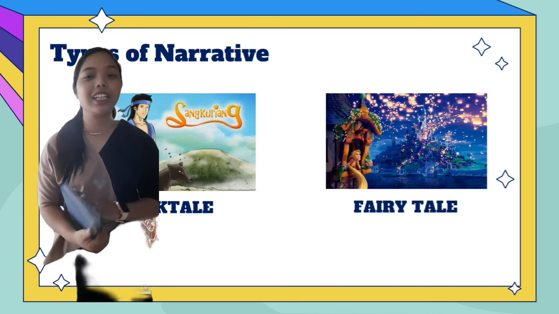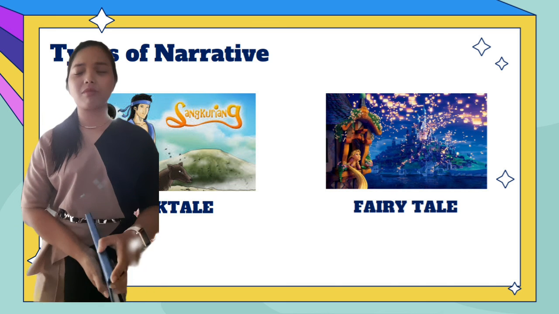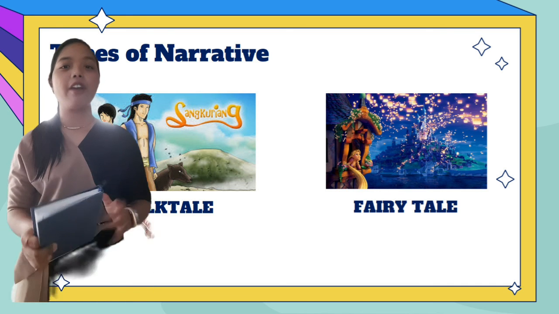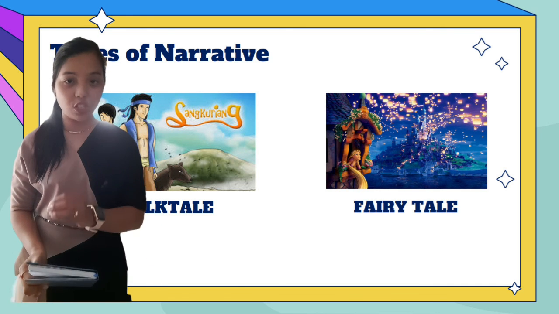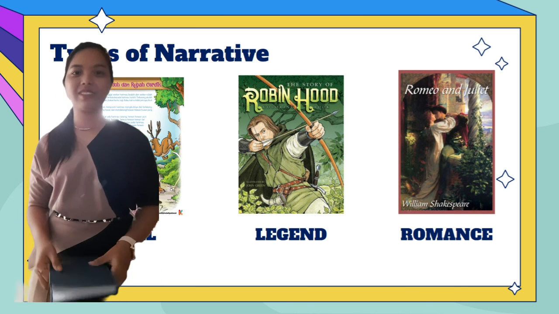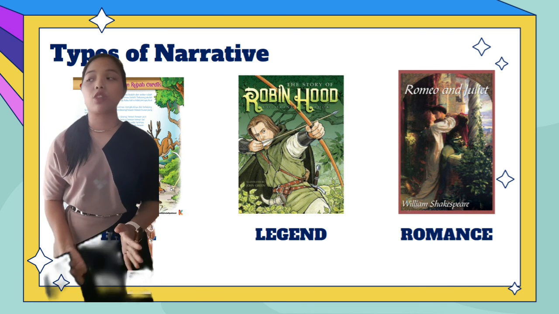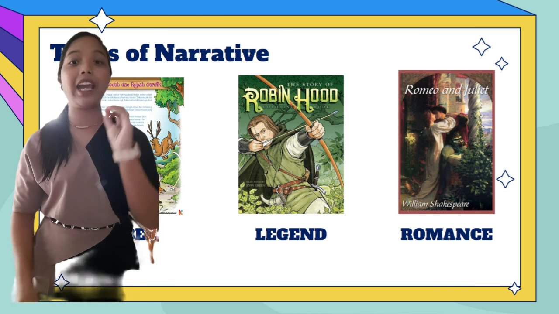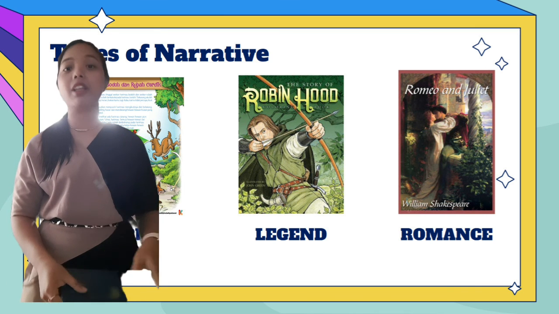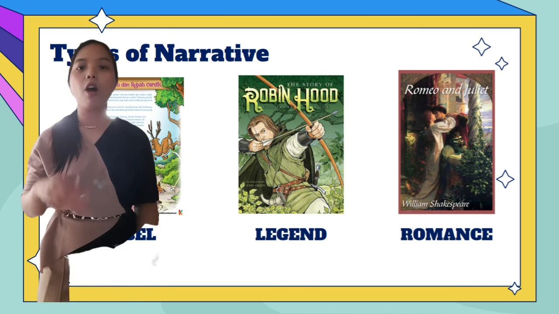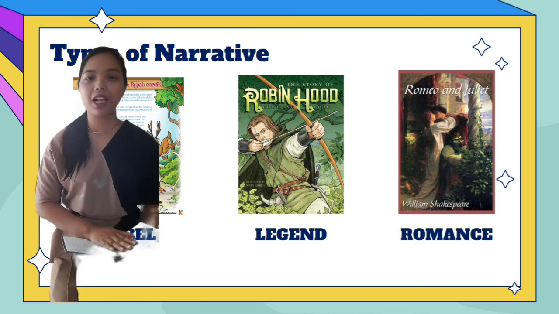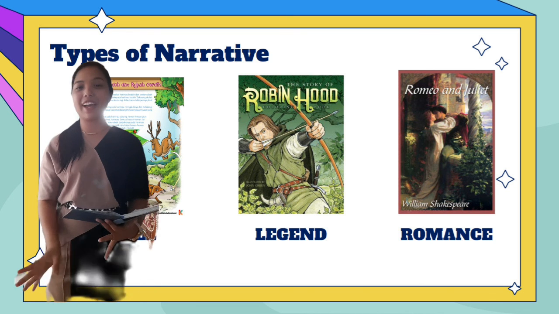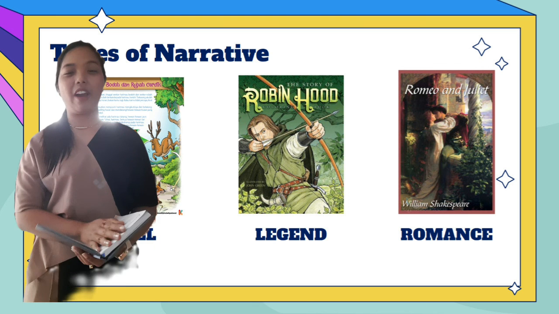And the second is fairy tales. Fairy tales are stories that consist of magic, fairies, giants, witches, and much more. The third one is fable. Fable is a story that usually uses animals to teach valuable life lessons or morals. For example, in Indonesia there are Si Kancil, kelinci, and kura-kura, and etc.